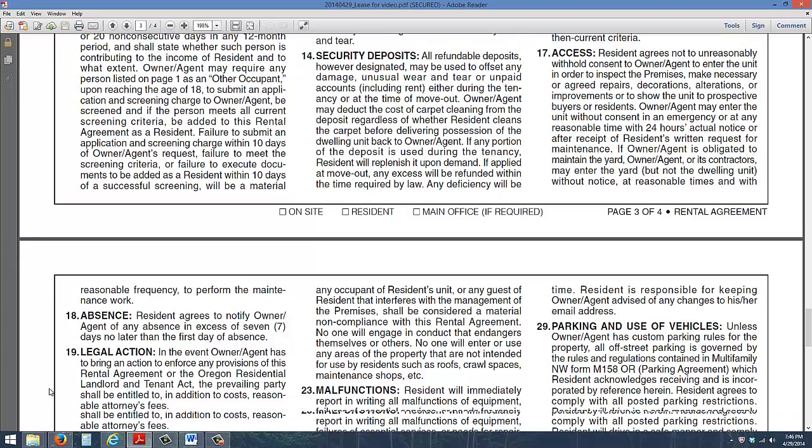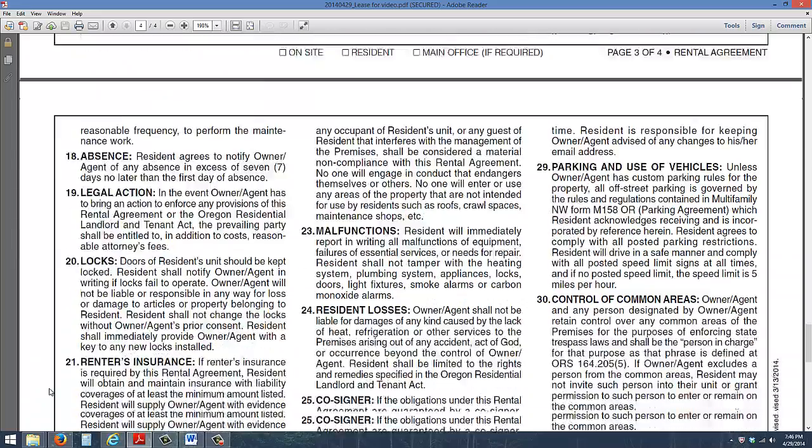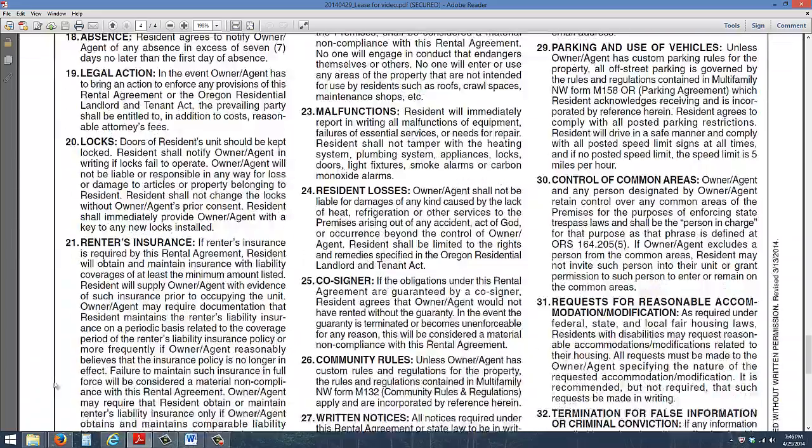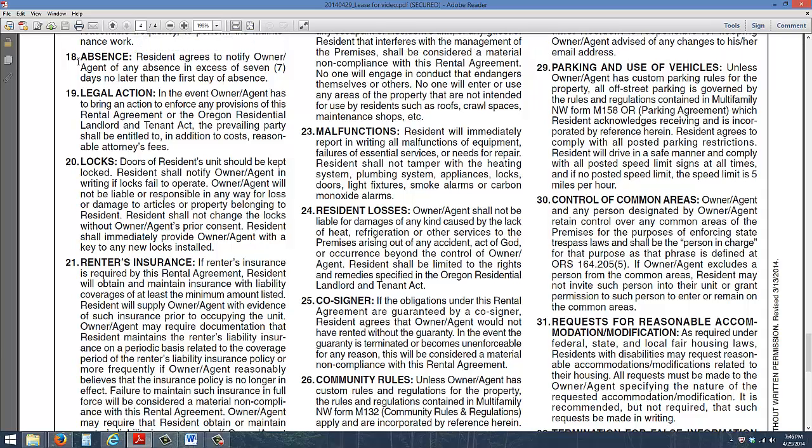Okay, so moving on to page 4 here. Here in section 18, we talk about if you're absent from the property, we'd like you to notify us if you're going to be gone for more than 7 days in a row, and that's when all parties are gone. This just helps us know what's going on in the event there's an emergency, so we would appreciate you providing us notice.